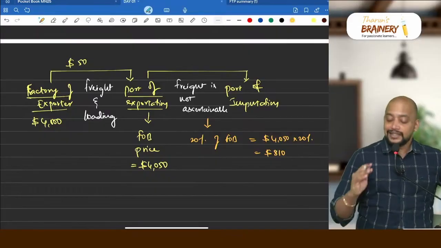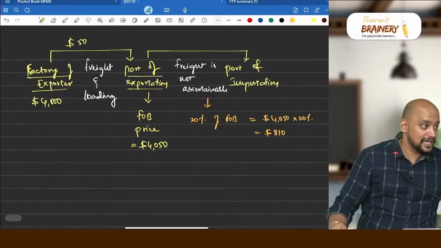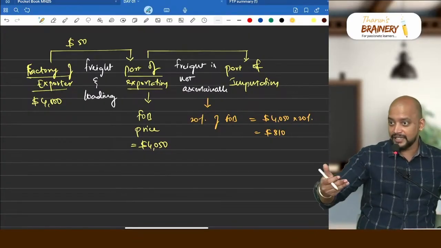Now, this is correct if you are writing the CMA final exam. You are writing the CMA final exam? No, the CA final exam, no?